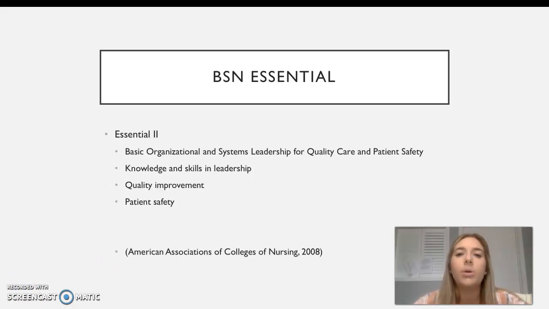I chose essential number 2, which is the basic organizational and systems leadership for quality care and patient safety. The essentials is defined as knowledge and skills in leadership, quality improvement, and patient safety, which is necessary to provide high quality health care. All of these aspects combine together to make a work environment healthy, and with a healthy work environment, a higher quality of health care is provided to the patients we take care of.